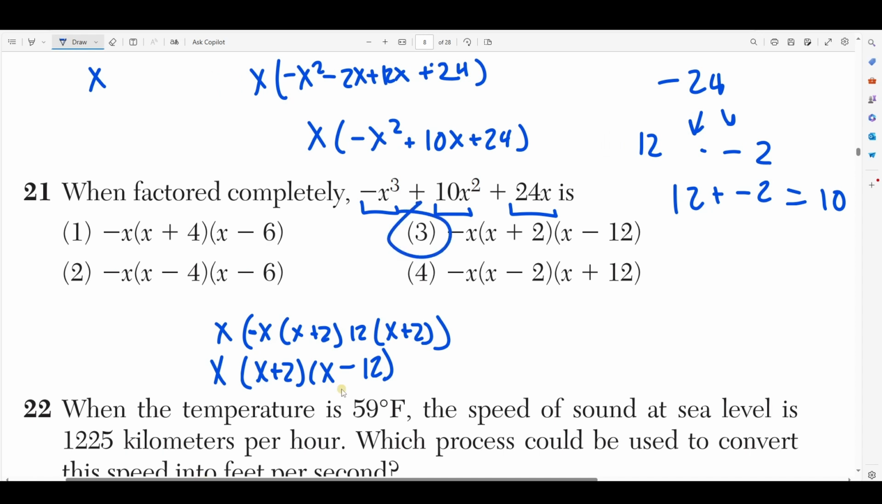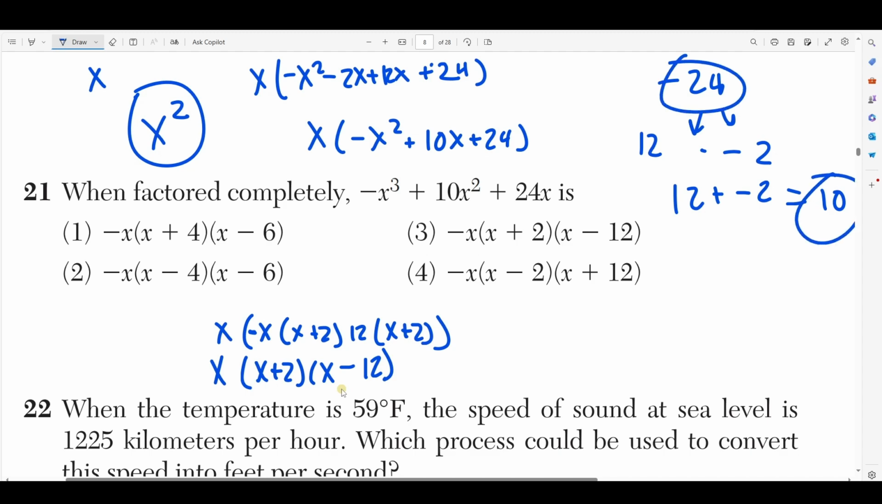So all we did here was, in order to FOIL something, you need to have it in terms of x squared. Here we had it in terms of x cubed. We fixed this by dividing everything by x, because each one of these terms had an x in it, which means that we could take out x legally. Once we took out x and we had x squared, we just used FOIL, right? We found that 12 and negative 2 add up to 10 and multiply into negative 24, so we use that to factor it out further.